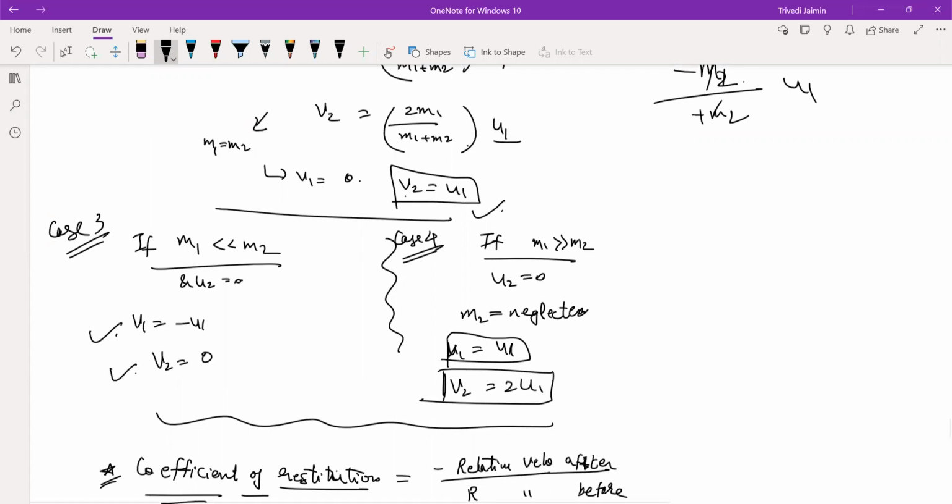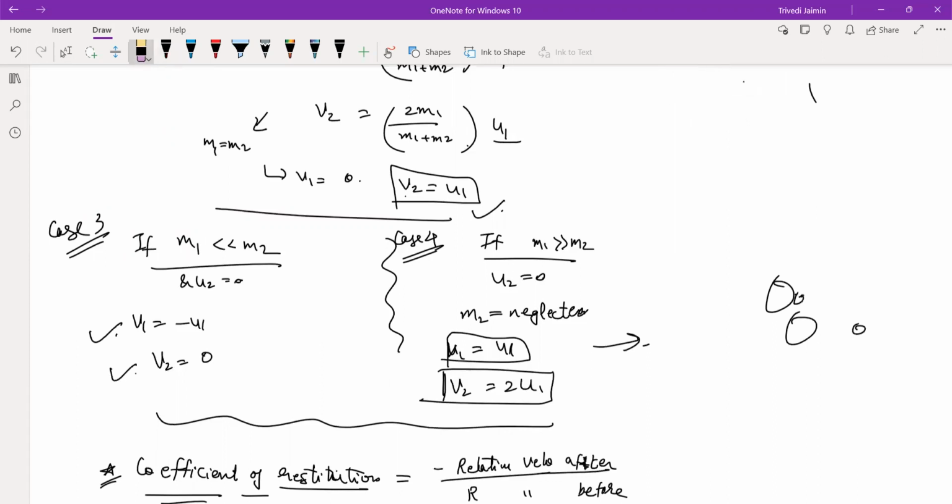Now, the opposite of that. M1 is very much greater than M2. That means M2 is neglected. So V1 will be equal to U1. That means nothing is transferred. In this case, the bigger ball strikes and moves on. In the other case, the ball strikes and moves back, with negative velocity.